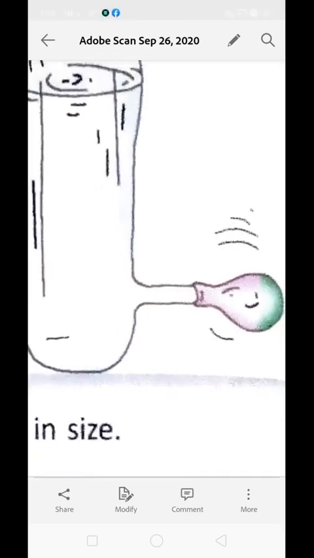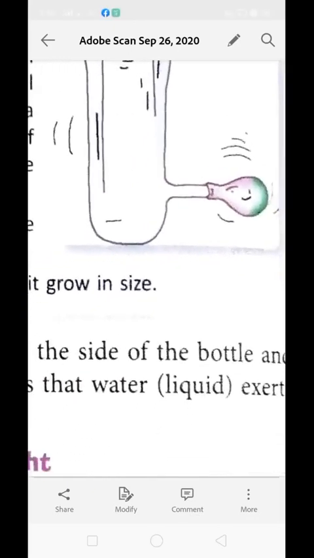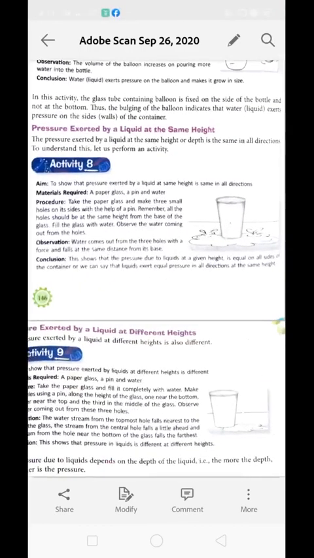Clear? Understood. Now next is pressure exerted by liquid at the same height. The pressure exerted by liquid at the same height and depth is the same in all directions. It means that at a particular height of a container, all sides of the wall are experiencing a similar kind of pressure. Pressure of equal magnitude can be felt by the wall of the container at a particular height.